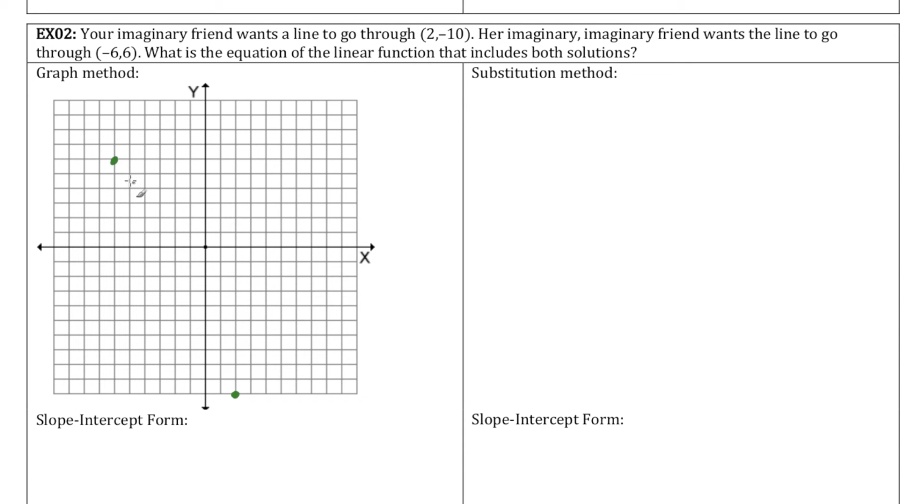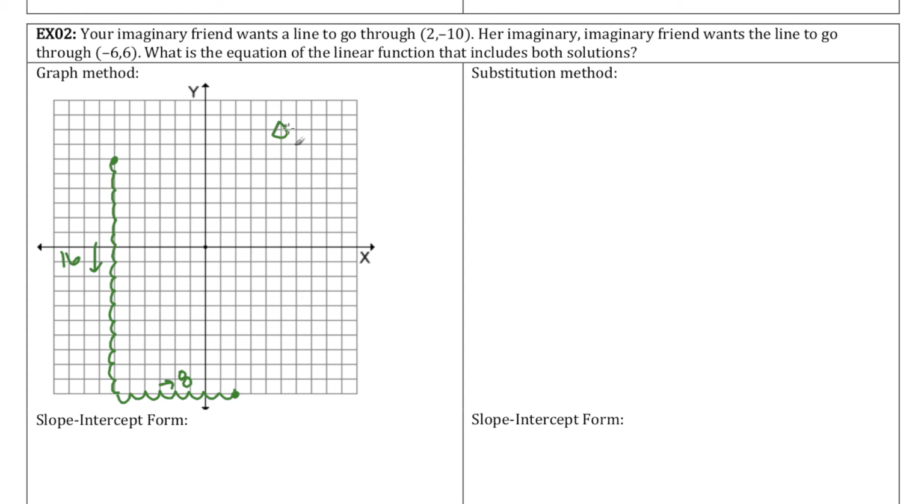So we want to go from here to here. 1, 2, 3, 4, 5, 6, 7, 8, 9, 10, 11, 12, 13, 14, 15, 16. So we went down 16. Then 1, 2, 3, 4, 5, 6, 7, 8, right 8. I'm going to wait to draw the line just because I think I'm going to have trouble. So down 16, right 8.